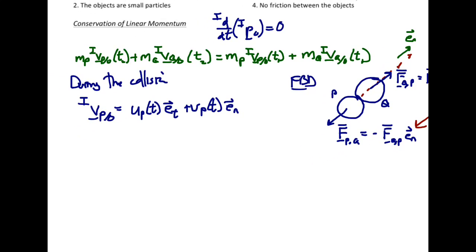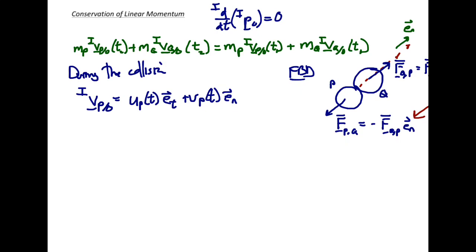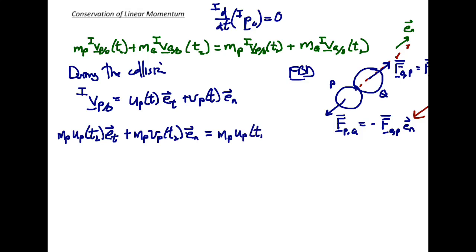So when we write our momentum using this expression of our velocity for particle P, and this is particle P only, not the total linear momentum, but the linear momentum expression for that single particle, then we get the mass of P multiplied times the speed UP at time 2, and this is in the ET direction, plus the mass of P multiplied times VP at time 2, this is in the EN direction. That's our time 2. Now let's take care of time 1, which will be the mass of P multiplied times UP at time 1, and this is in the ET direction, plus the mass of P multiplied times VP at time 1 in the EN direction.